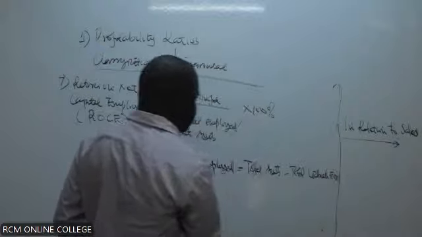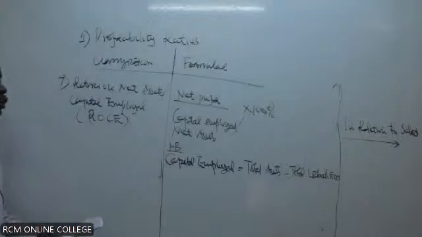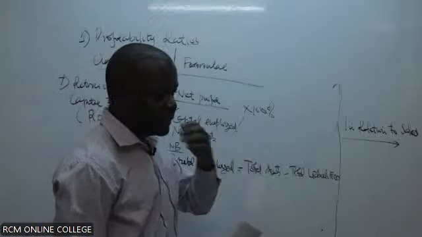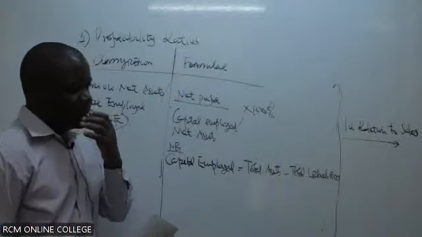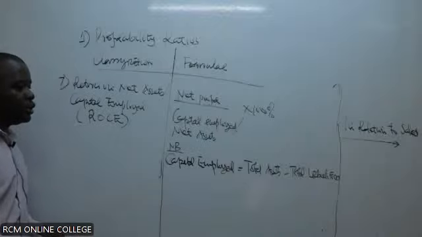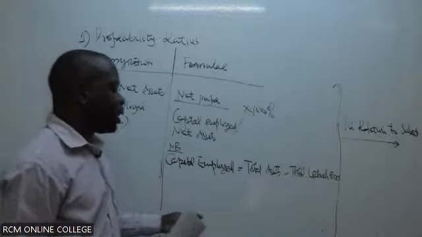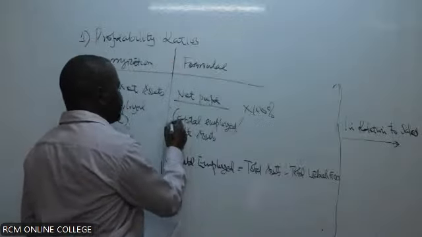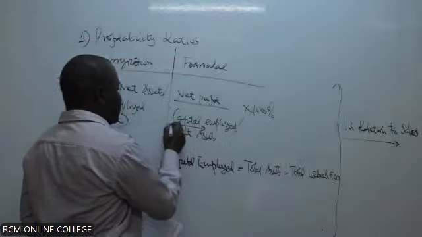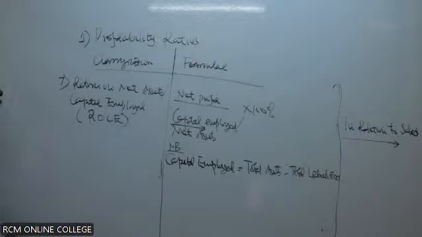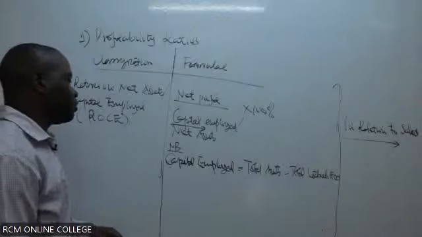So the total assets minus total liabilities, that is the capital employed. Ideally, you'll be getting the capital components in the balance sheet. So you take the total assets you have minus the total liabilities, and you get the capital that has actually been employed in the business. So that is how you get the net assets.